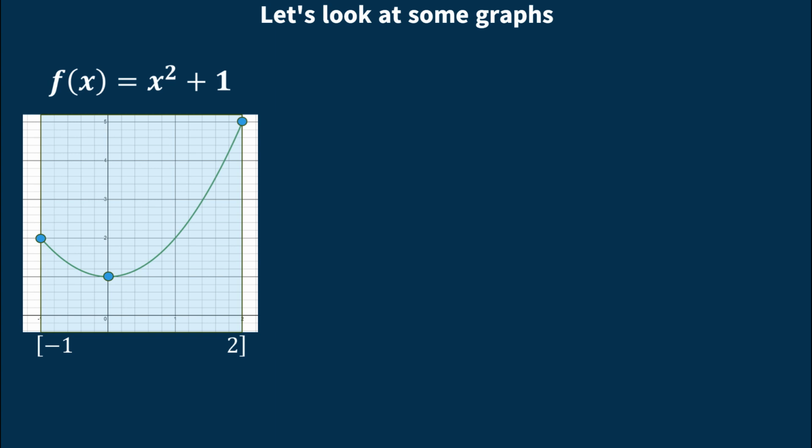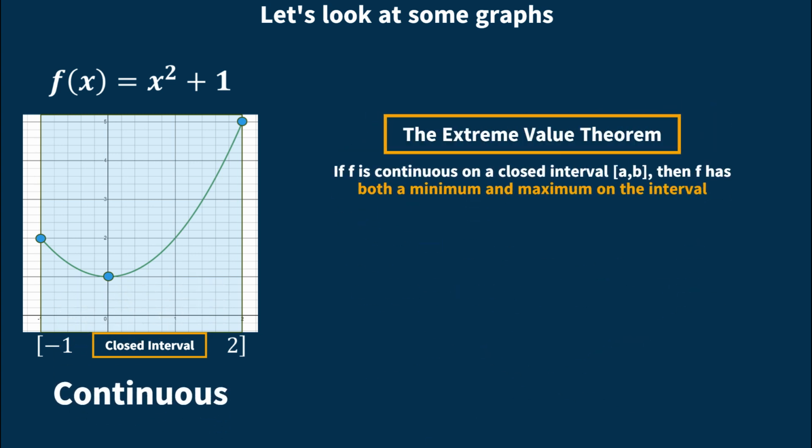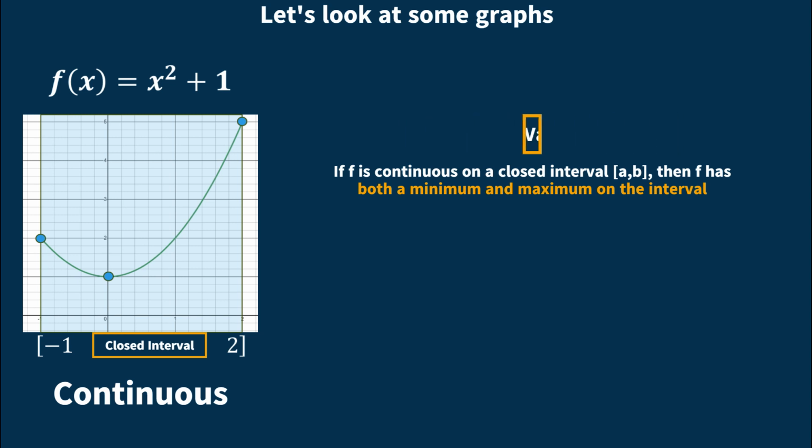Here is our first graph. f of x is equal to x squared plus 1. We have a closed interval, -1 to 2. The graph is also continuous. The extreme value theorem states that since we have a closed interval and the graph is continuous, we will have both a minimum and a maximum.